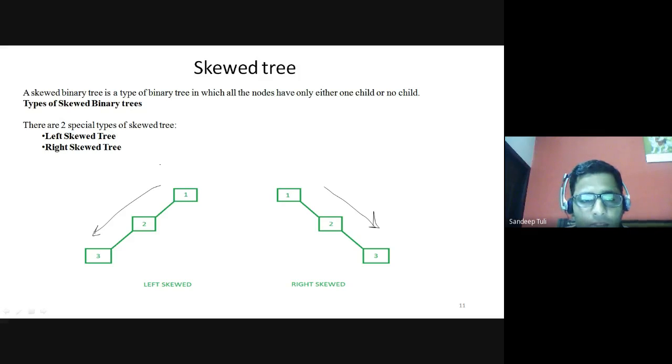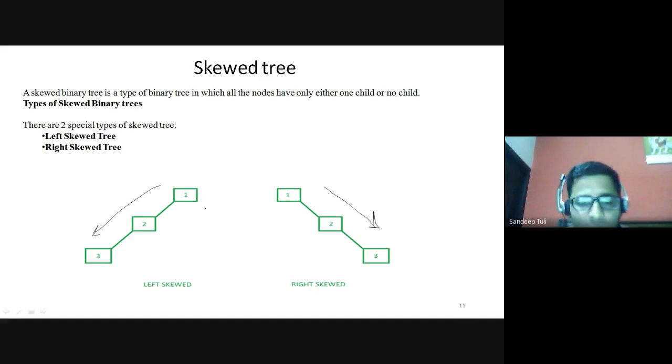Is it okay? So on the basis of that, we can divide the skewed trees into either left skewed or right skewed. Left means only left children we are adding. There will be no right child of any node in the tree. And in the right skew tree, only right children are there. There will be no left child of any node, whether it is a root node, a leaf node or an internal node. So these types of trees are called skewed trees. There are 2 special kinds of skew trees, left and right skew trees.